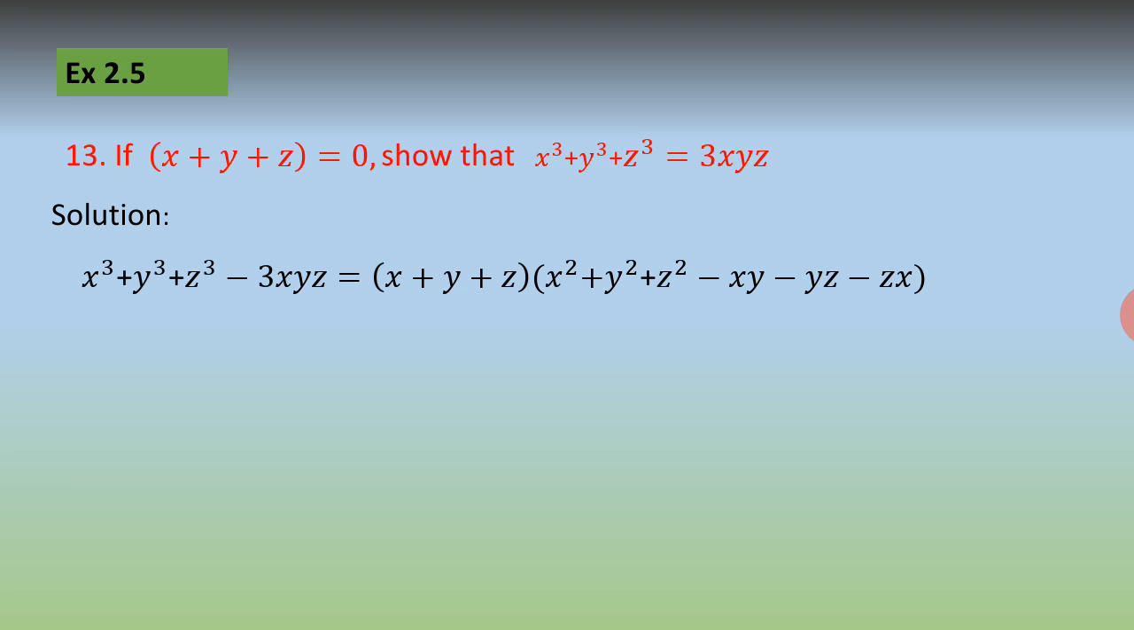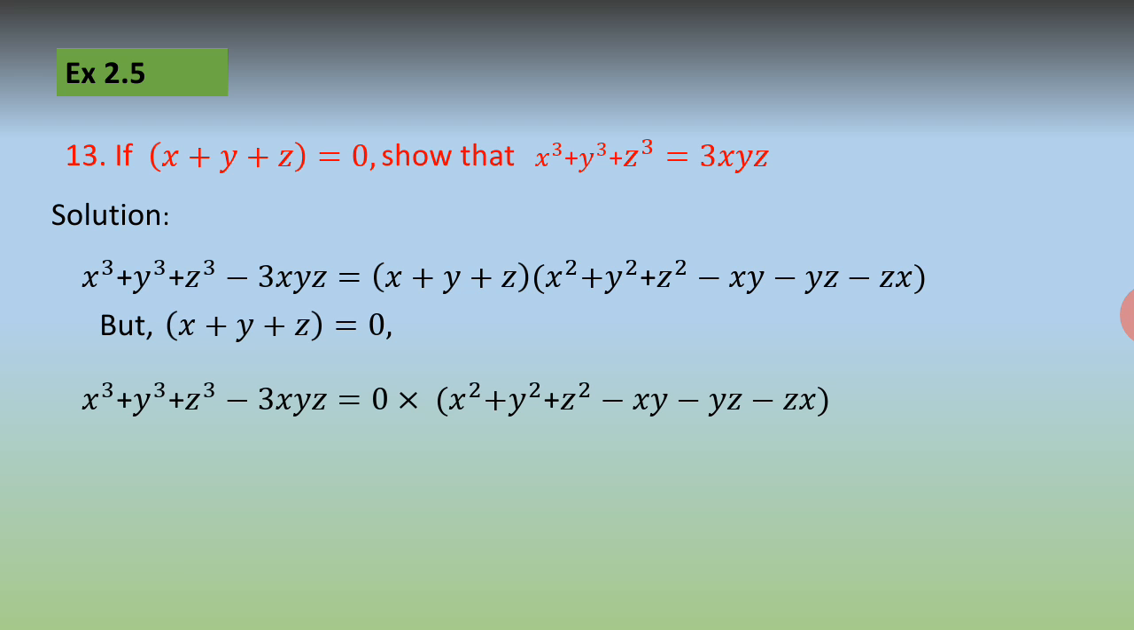Now, we are told that x plus y plus z is equal to 0. That means if you look at this identity, the right hand side first bracket is now 0. So we'll do the changes. Here, the same identity with a 0 in place of x plus y plus z is noted.